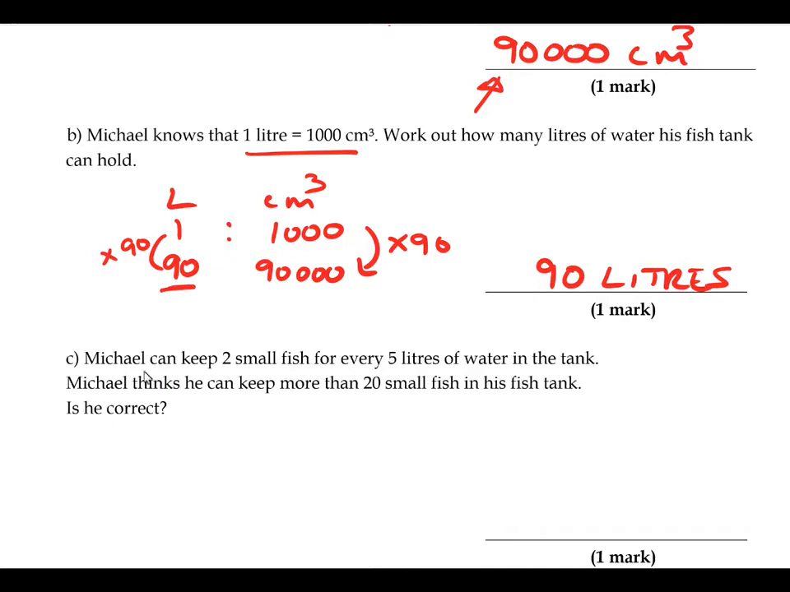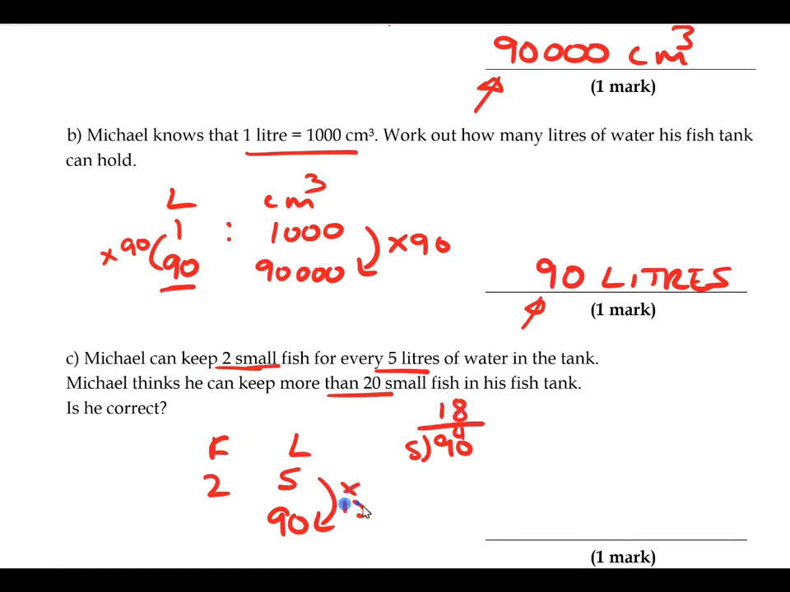Then part C. Michael can keep 2 small fish for every 5 litres of water. He thinks he can keep more than 20 small fish in his tank. Is he correct? So here we have a relationship between the fish and the number of litres. And we know from above that the tank has 90 litres. So how did I get from 5 to 90? What is my scale? Well, divide the 90 by 5.